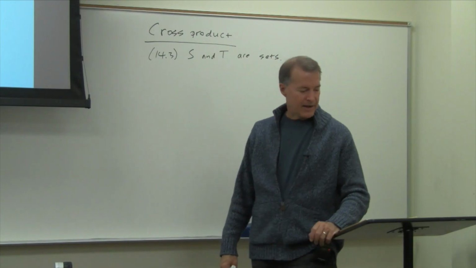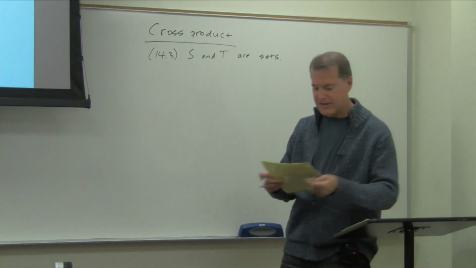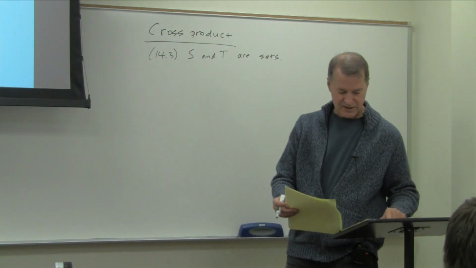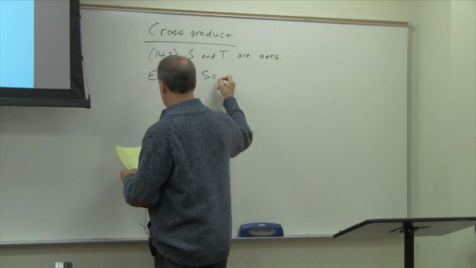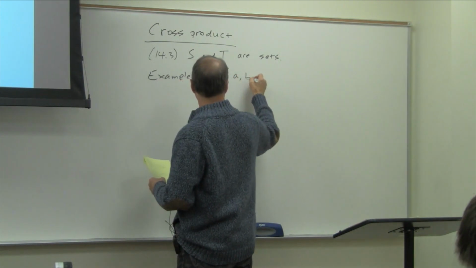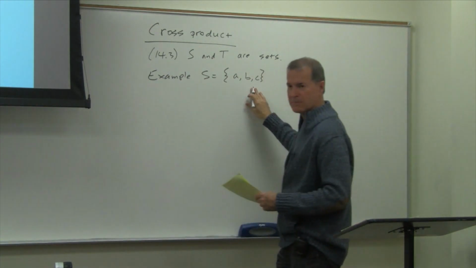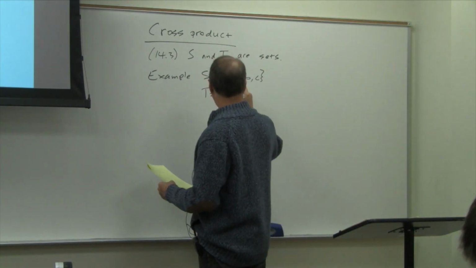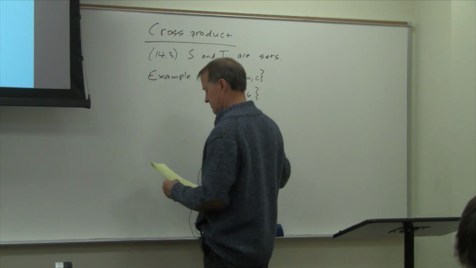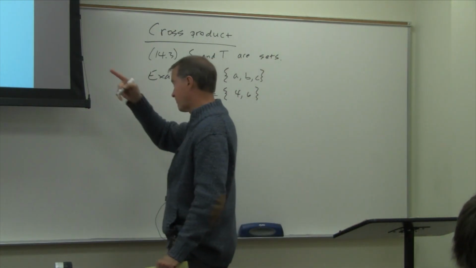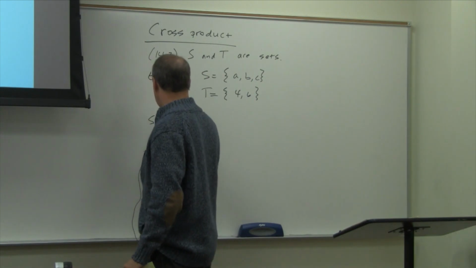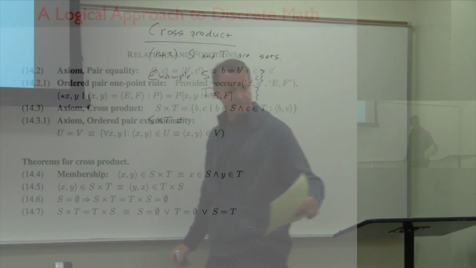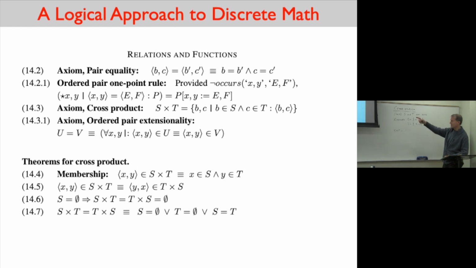Let me give you an example. Suppose the set S is the set {a, b, c}. This is a set, so order doesn't matter, right? And suppose that T is the set {4, 6}. Now, based on that definition, what is S cross T? Let's see if we can read this. Well, first of all, what's the first thing that I write down? It is a set.